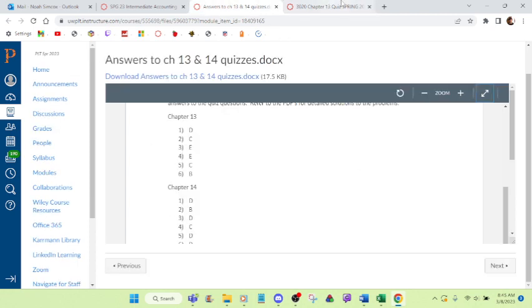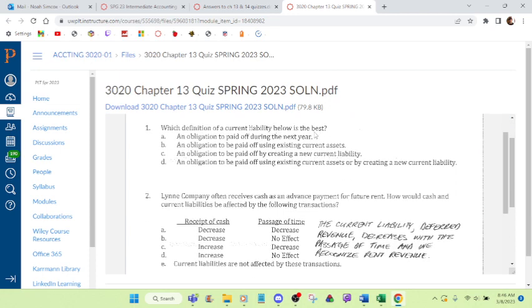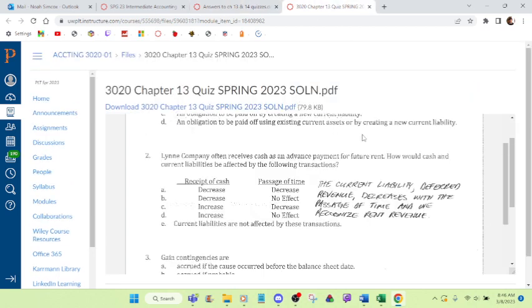The answer to 13 is D. Current liability is an obligation to be paid off using existing current assets or by creating a new current liability. So 2 is C. Let's see here. The current liability.